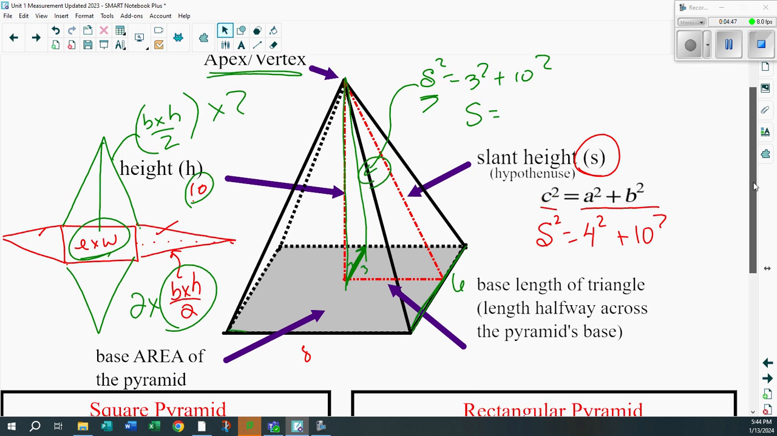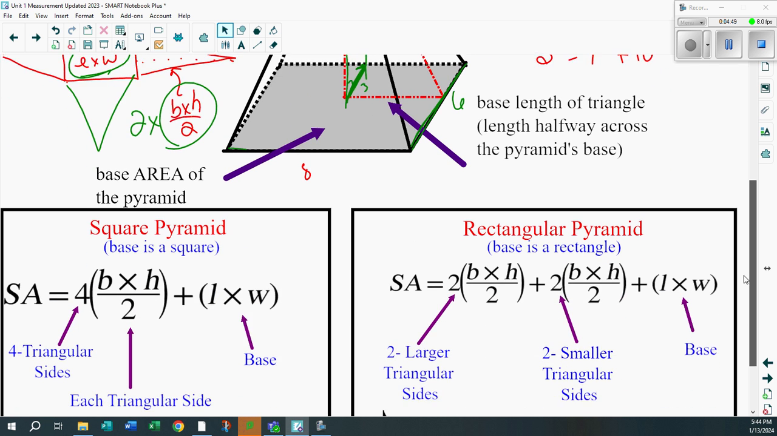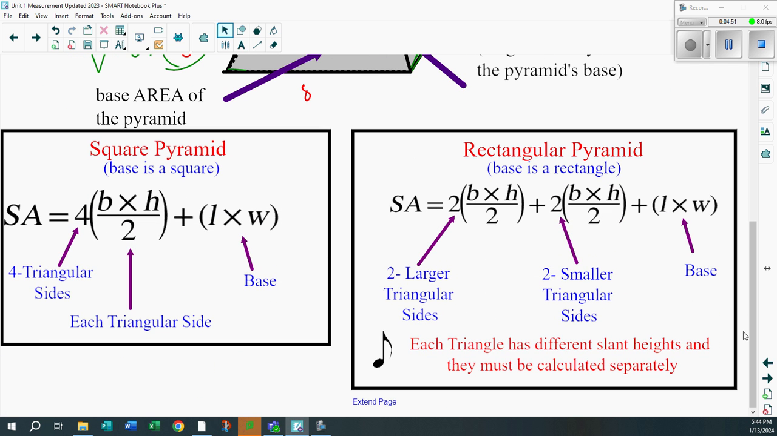Okay, so let's go. Here are the 2 formulas. Let me explain what these 2 formulas are. I'm going to end the podcast on the formulas, okay? And then we're going to do additional podcasts on a square base and a rectangular base.